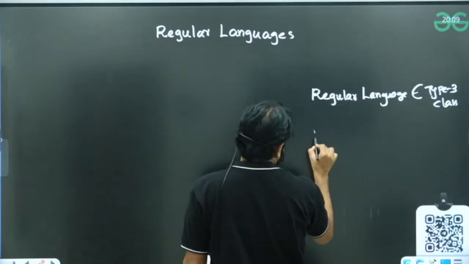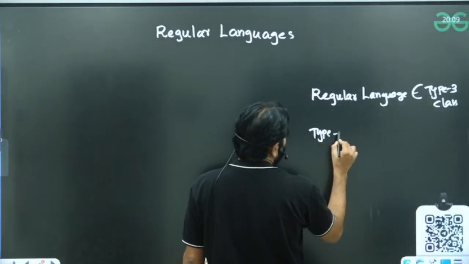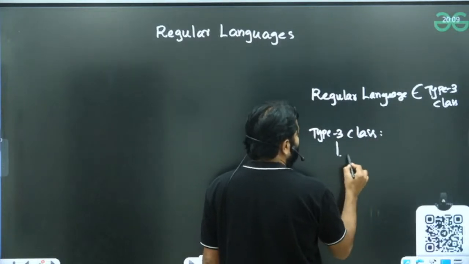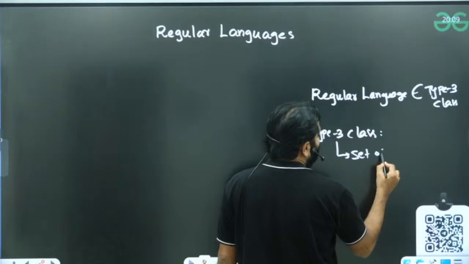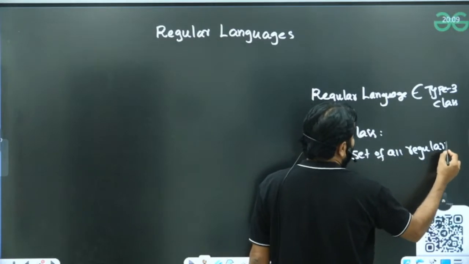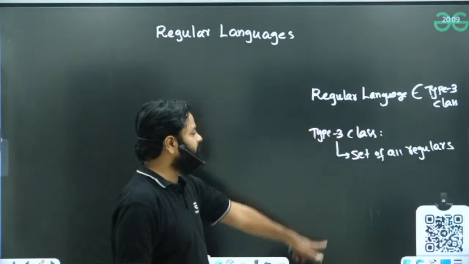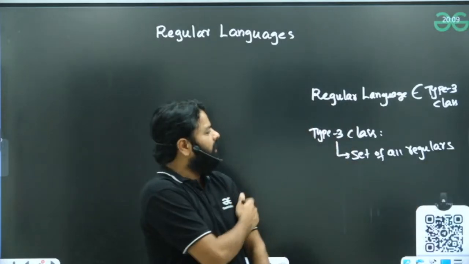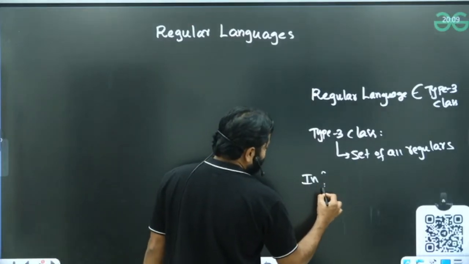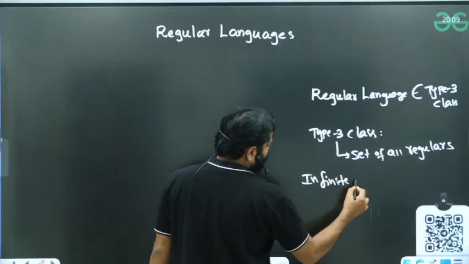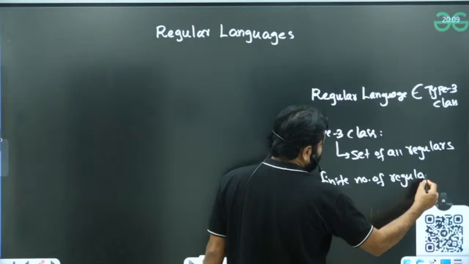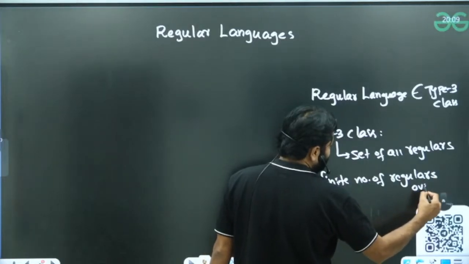Okay, here, what is the type 3 class? The type 3 class is nothing but the set of all regular languages. Every regular language is present in this class. And how many regular languages are there? There are an infinite number of regular languages present in the world over any sigma.